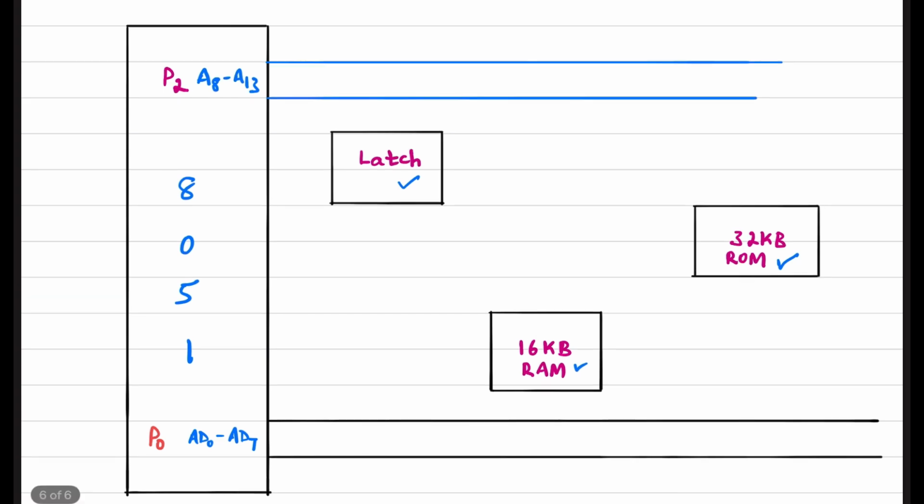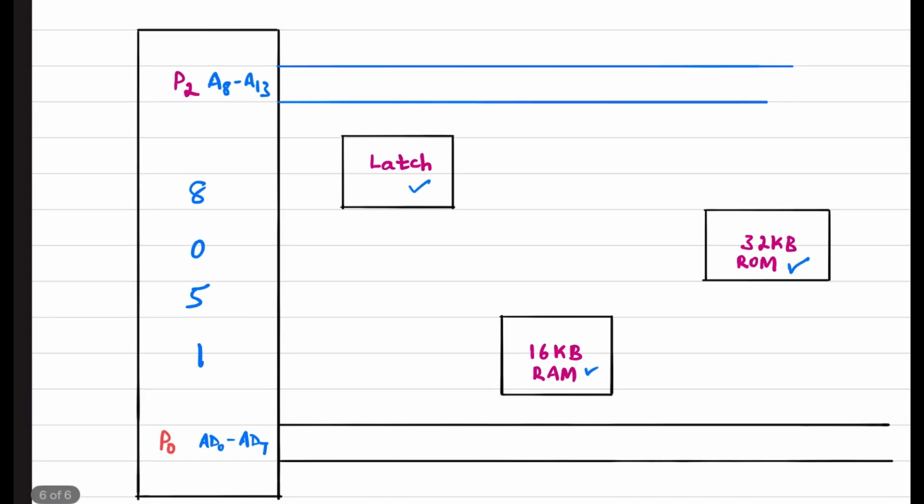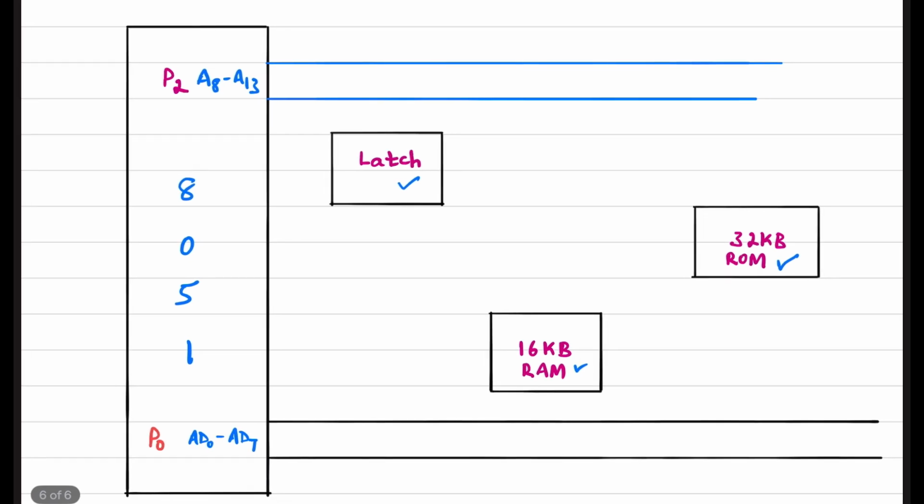As per what we have observed, in order to interface this 16 kilobytes of RAM, we require 14 address lines, from A0 up to A13. That many address lines we require. So A0 to A7 we can get from port 0, and continuing, A8 to A13 we can get from port 2.